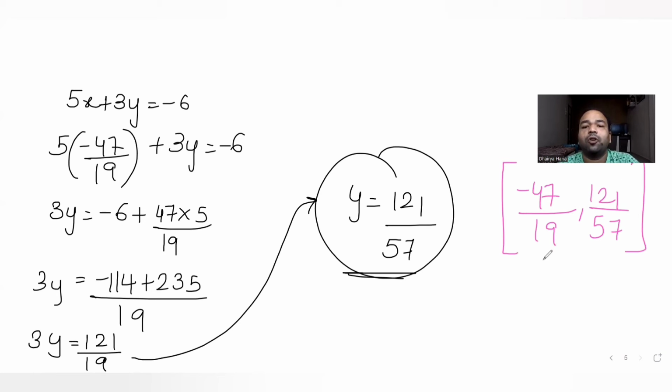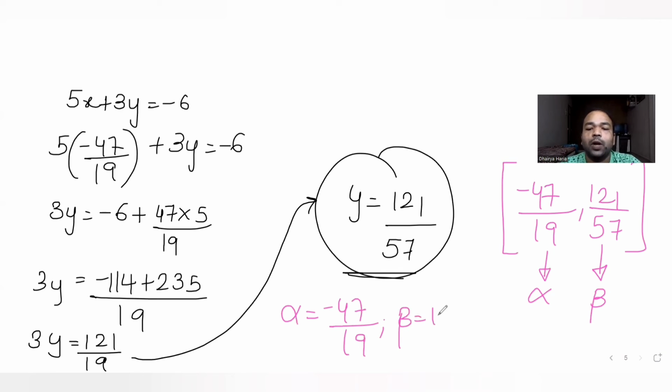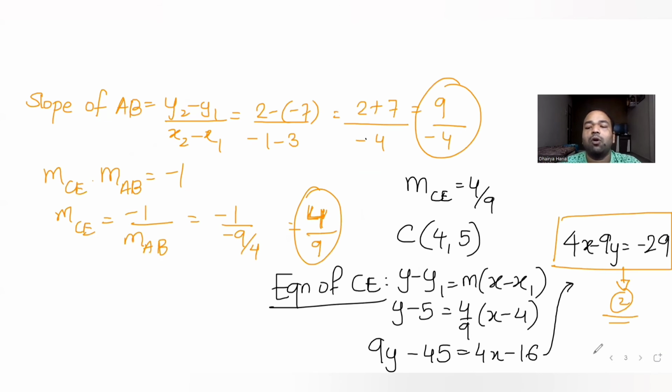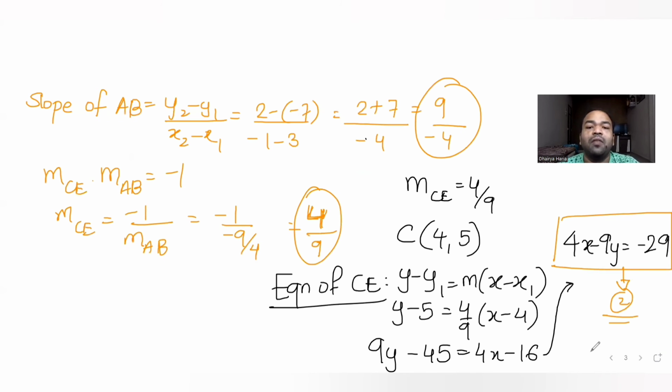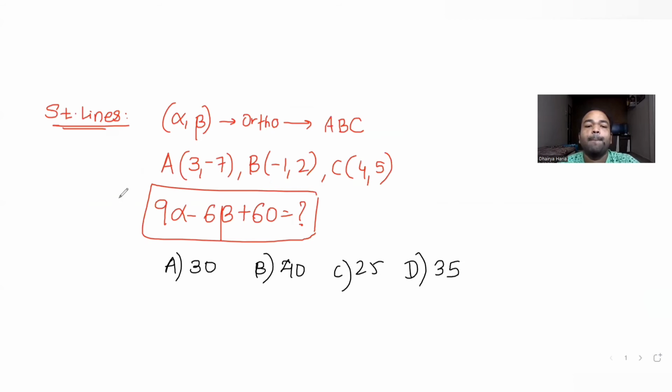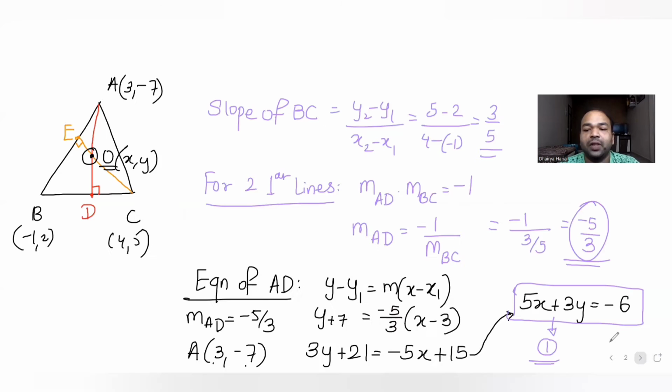So the coordinates of the orthocenter in this case are given to us as alpha and beta. We get the values: alpha is minus 47 by 19, and beta is 121 by 56. I have these two coordinates of the orthocenter. Once I have them, I can just substitute the values of alpha and beta in the expression for which we have been asked to find the value and get the answer.